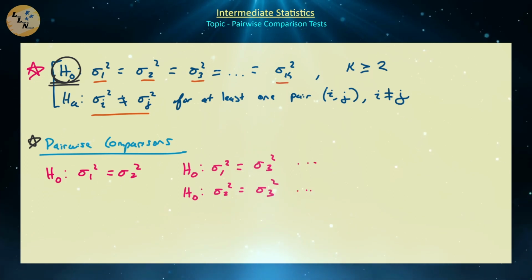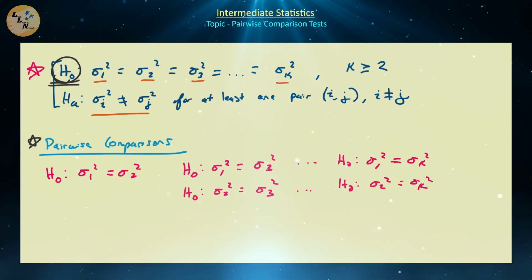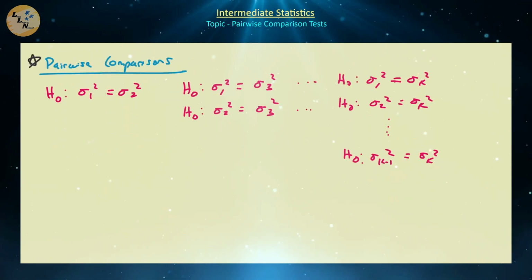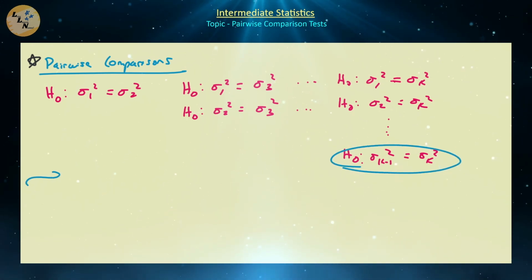And we can continue this pattern all the way down to, for example, sigma 1 squared is equal to sigma k squared, sigma 2 squared is equal to sigma k squared, and in a sense I'm creating a matrix here, all the way down to the last null hypothesis that sigma k minus 1 squared is equal to sigma k squared. So how many different null hypotheses do I have here? Notice that I have one in that last row, so let's actually write this out.